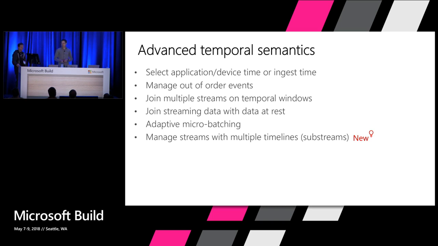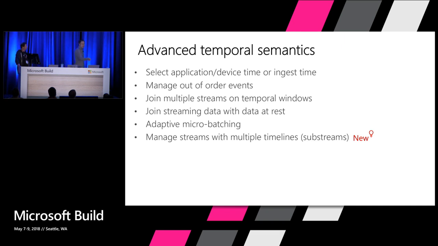You can also do some join, and if you have several streams of data, you join them on a temporal basis. You can join streaming data with what we call reference data at rest to get some mapping with actual data you already have in your database.